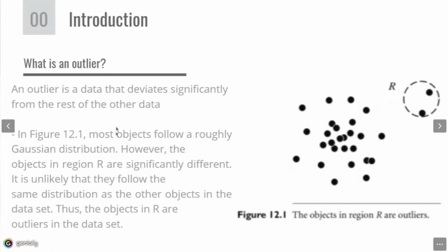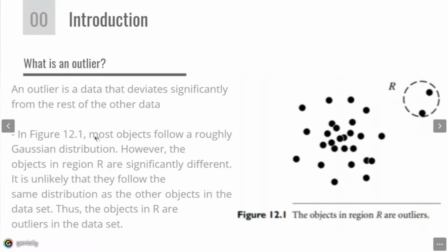An outlier is data that deviates significantly from the rest of the other data, as if it were generated by a different mechanism. We may refer to data objects that are not outliers as normal or expected data. Similarly, we may refer to outliers as abnormal data.